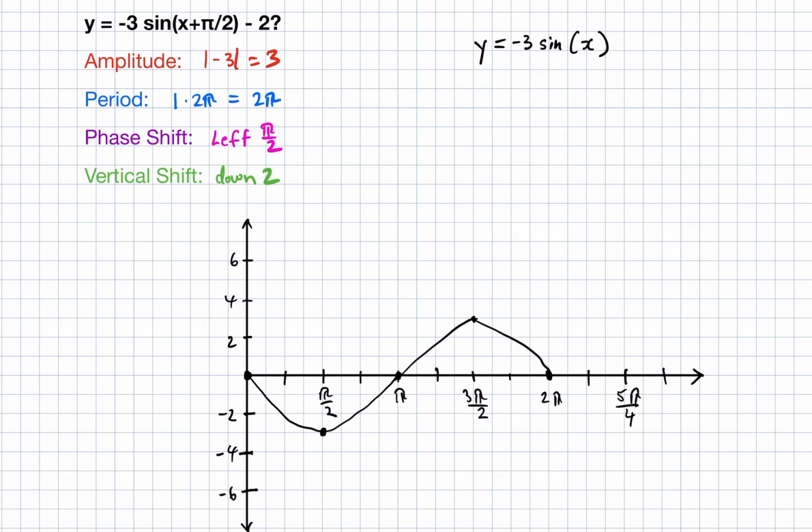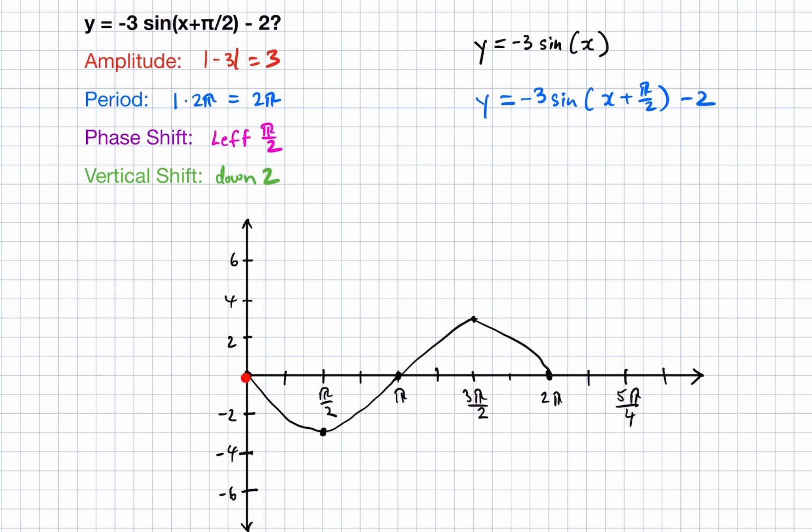Okay, now we're going to take into account the shifting. y equals negative 3 sine (x plus pi over 2) minus 2. So now what we're going to do is take each of these points that we plotted, this is going to be our reference, and we're going to shift left by pi over 2 and down by 2 units.